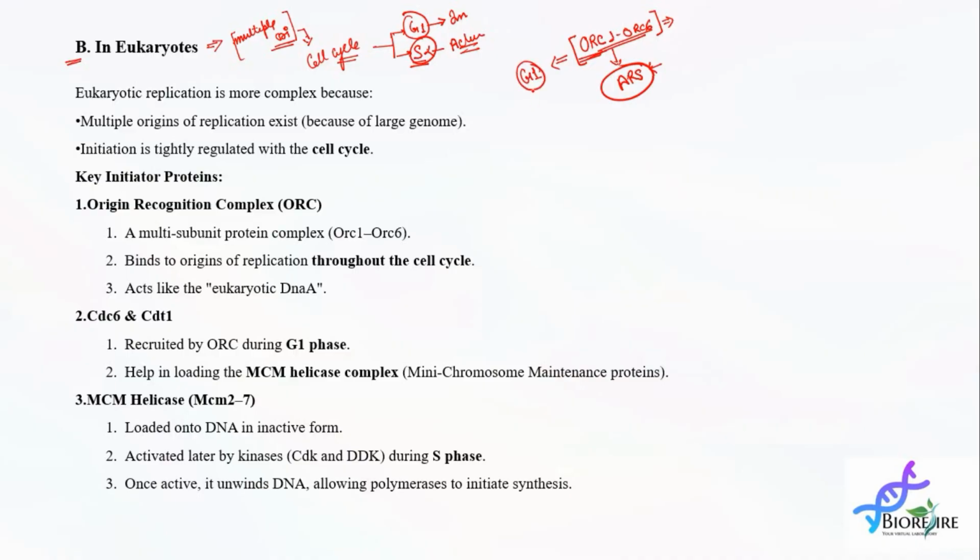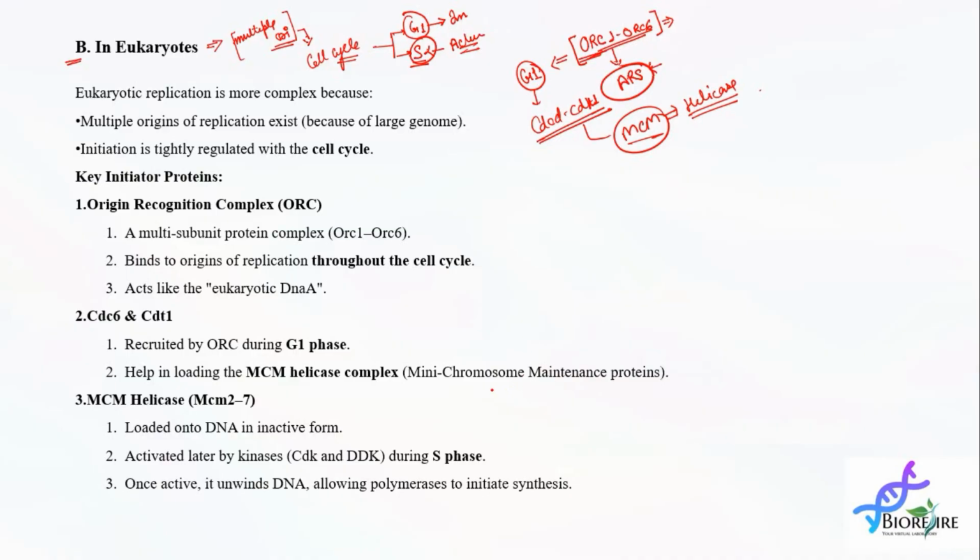Okay, after this it will recruit CDC6 and CDT1. Okay, it will bind. And then the MCM protein will bind. What is this MCM helicase? It is a type of helicase protein. It is helpful to unwind the DNA.